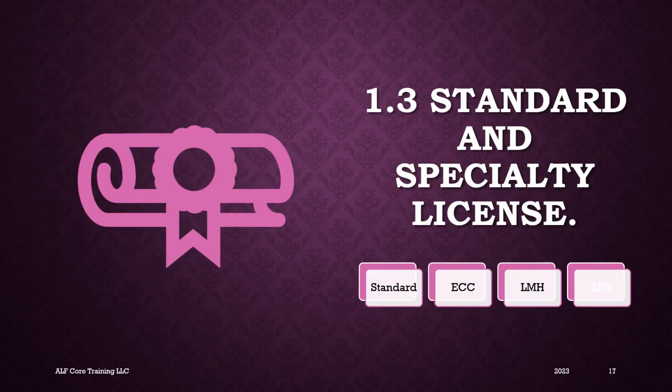1.3 Standard and Specialty License. You have a standard license. Your ECC license is Extended Congregate Care License. Your LMH license is your Limited Mental Health License. And your LNS license is your Limited Nursing Services License.